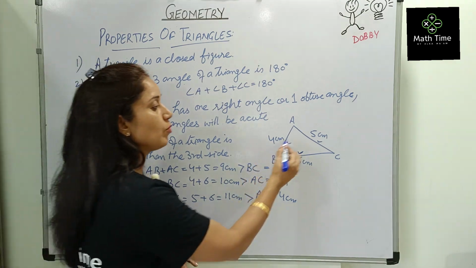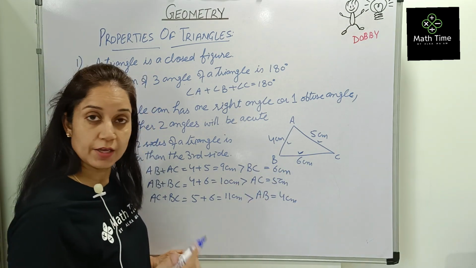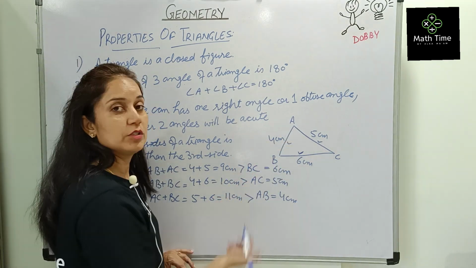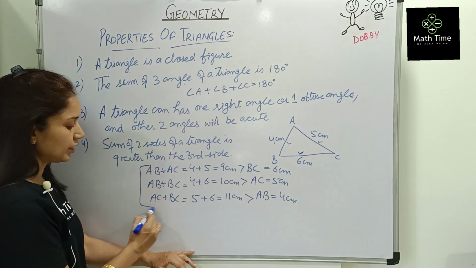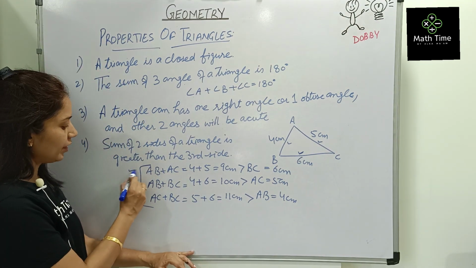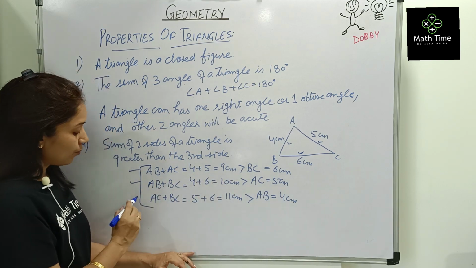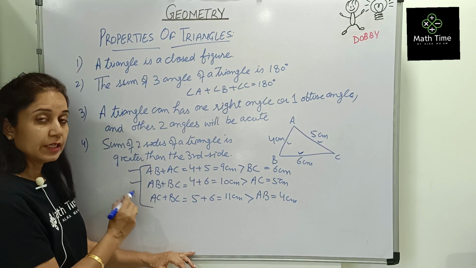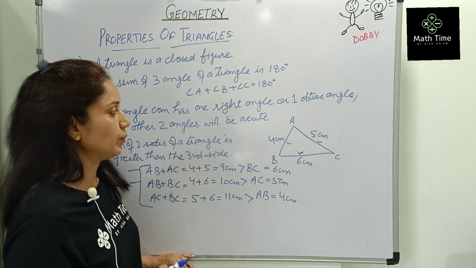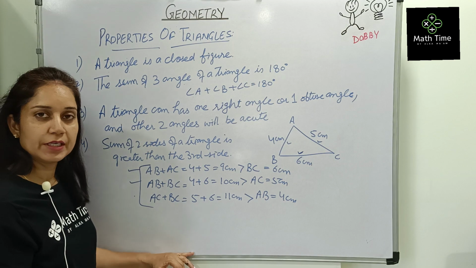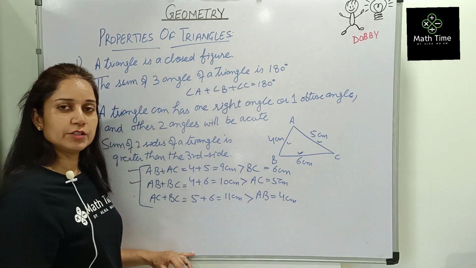when the sum of two sides is greater than the third side. You can try also. If the sum of two sides is smaller than the third side, any two, out of these three cases, if two are fine but the third one is not, then that construction of triangle is not possible. So these are the four properties. Let us do some questions on the basis of this knowledge.